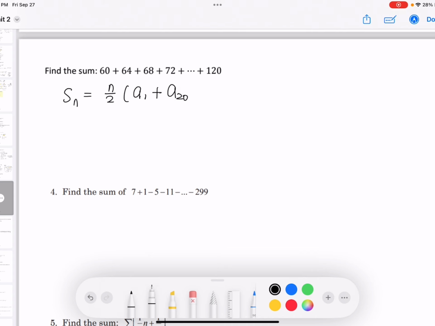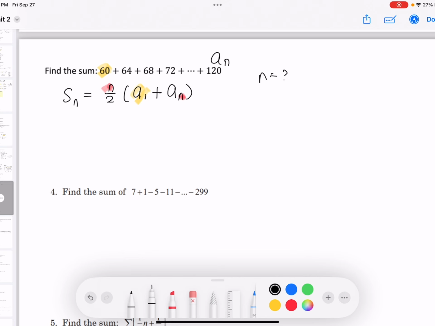Oh, sorry, not 20. a sub n. I have my a sub 1, which is 60, but I don't know what is the n's value here. I know that a sub n is equal to 120, but I don't know what is the n. Can you find the n's value?